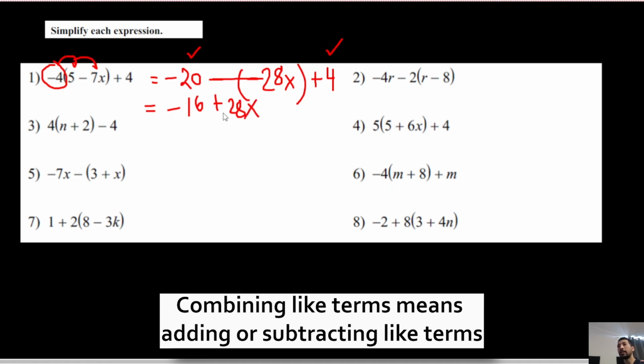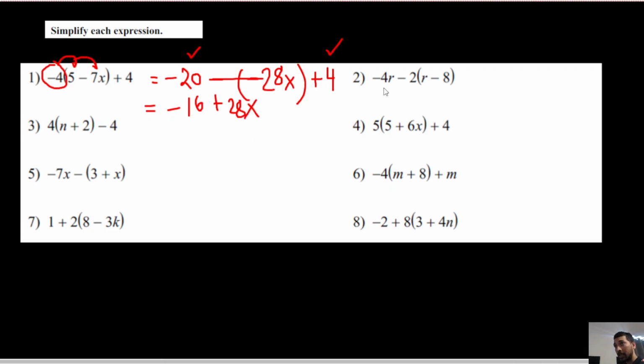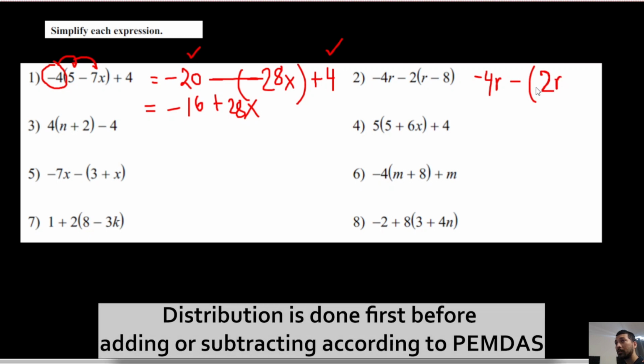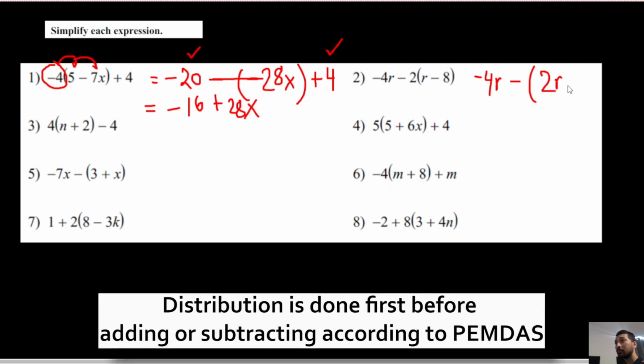So this is how we write our simplified expression. Here we have negative 4r minus, then we multiply this 2 with r. So we have 2r minus 2 times 8, that is 16.